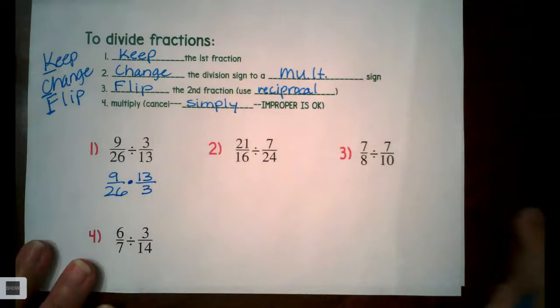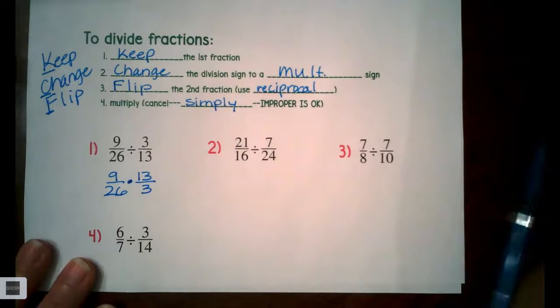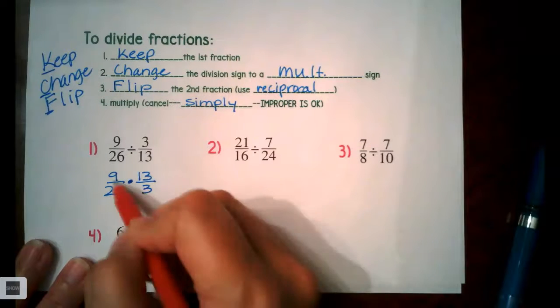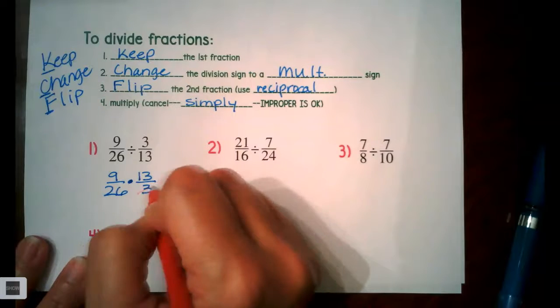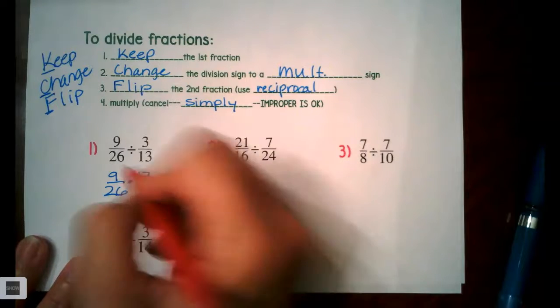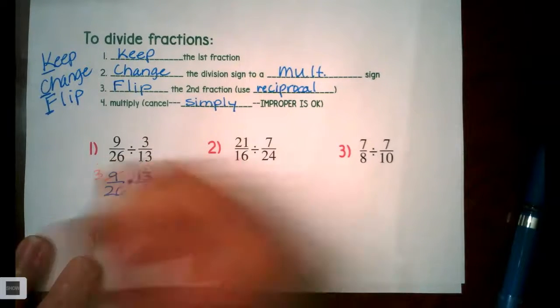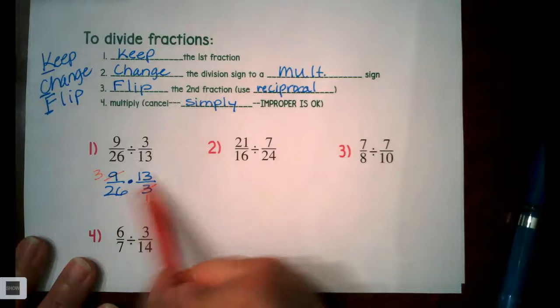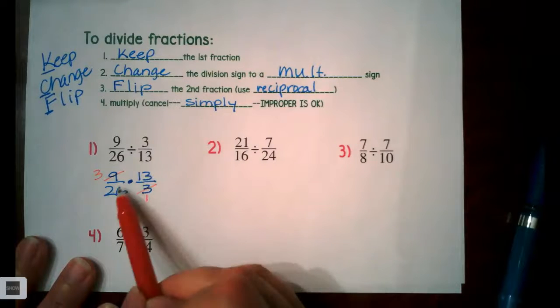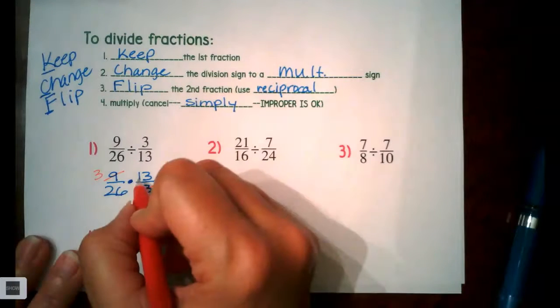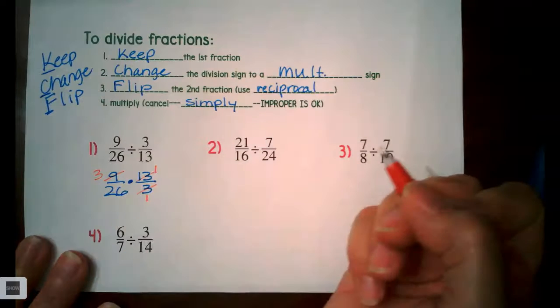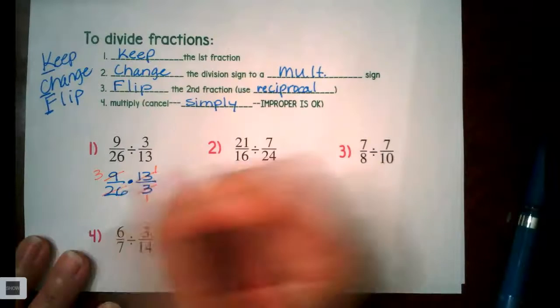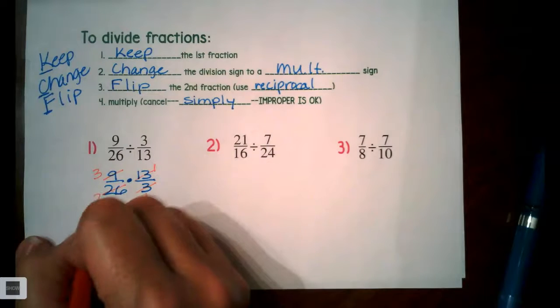So now we're going to cancel. If you look diagonally across, you want to use the GCF. The biggest number that goes into 3 and 9 is 3. So 3 divided by 3 is 1. 9 divided by 3 is 3. Look, this diagonal, the biggest number that goes into 13 and 26 is, I hope you said 13. And 13 divided by 13 is 1. 26 divided by 13 is 2.